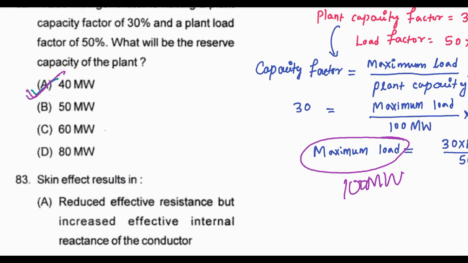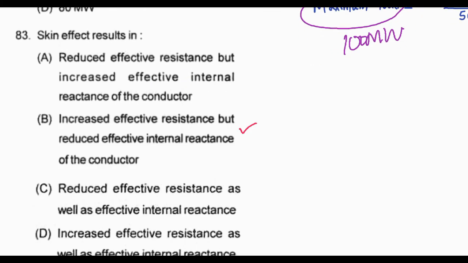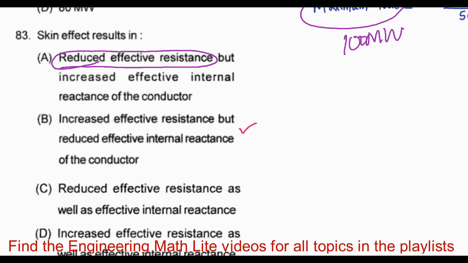Next question is, skin effect results in, option A, reduced effective resistance. This is wrong, because effective resistance increases, as I have already explained. Reduced effective internal reactance of the conductor is the correct answer.